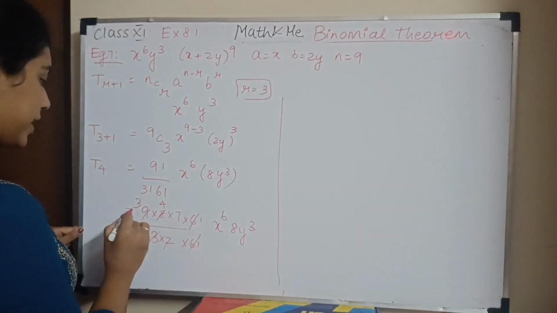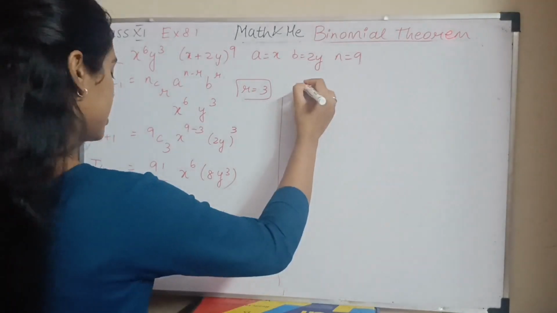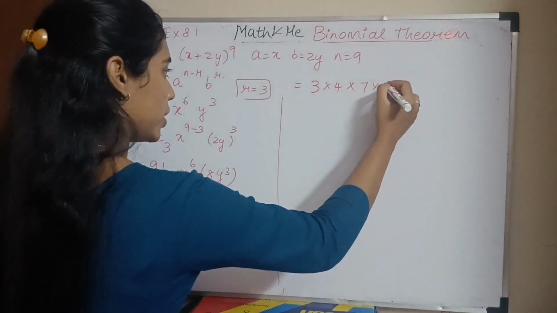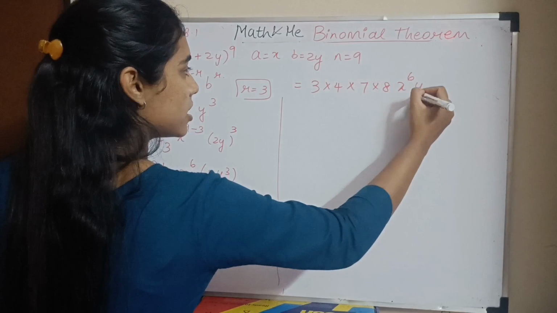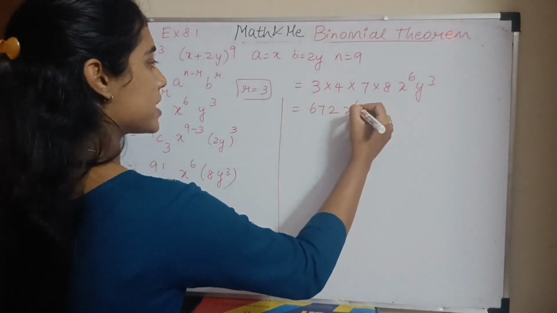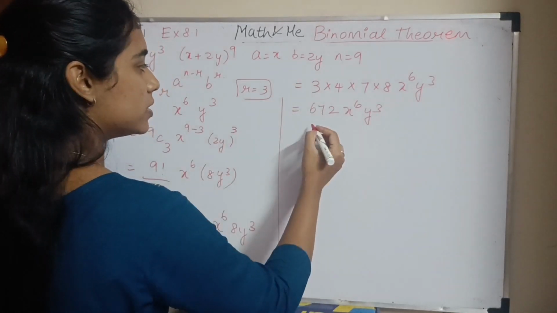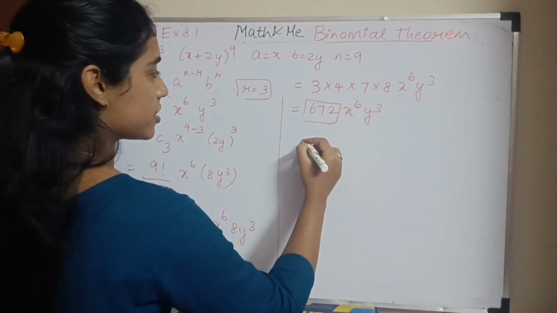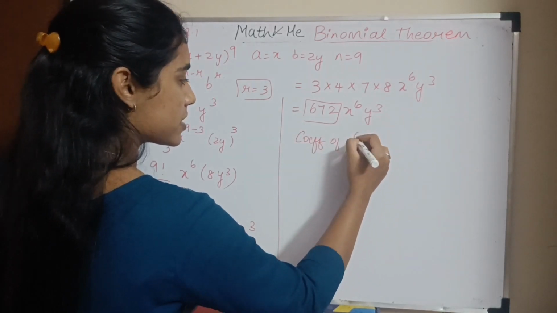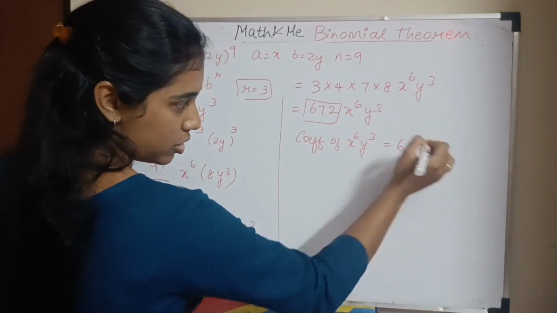So what do I have? I have 3 times 4 times 7 times 8. Don't forget this 8. So I have 3 into 4 into 7 into 8 times x to the 6 y cube. So I have 672 times x to the 6 y cube, and this is my coefficient. So my coefficient of x power 6 y power 3 is 672. Okay.